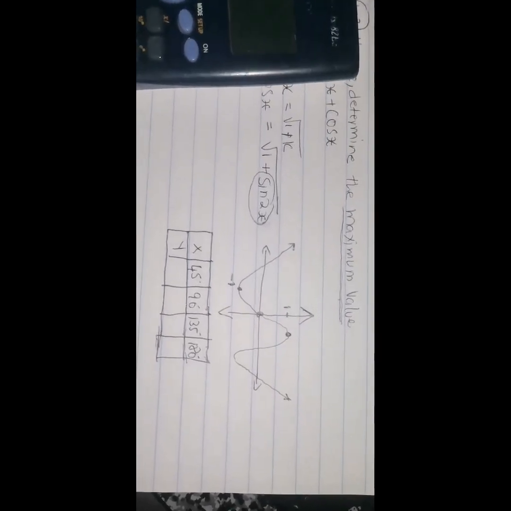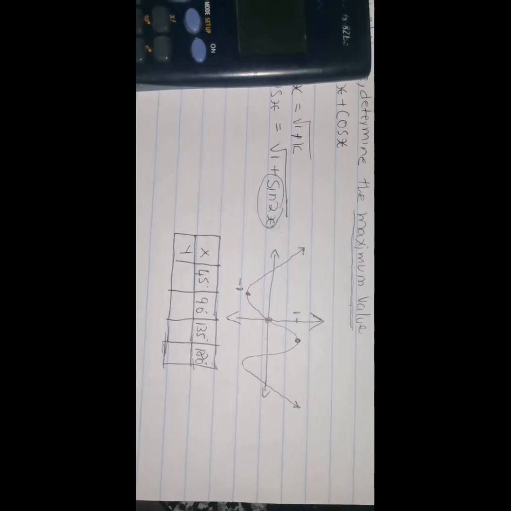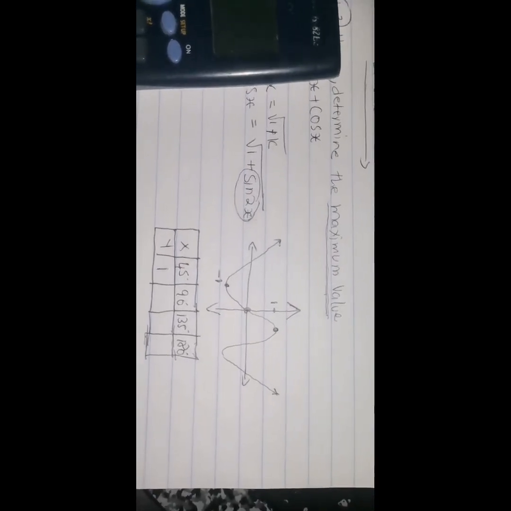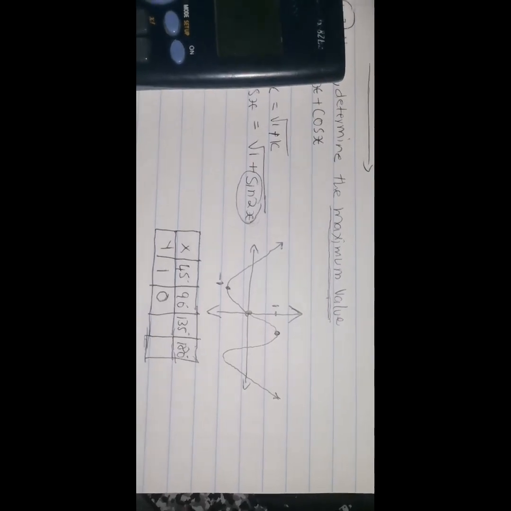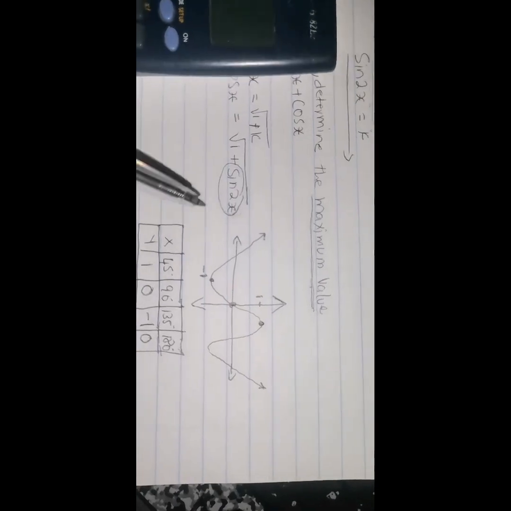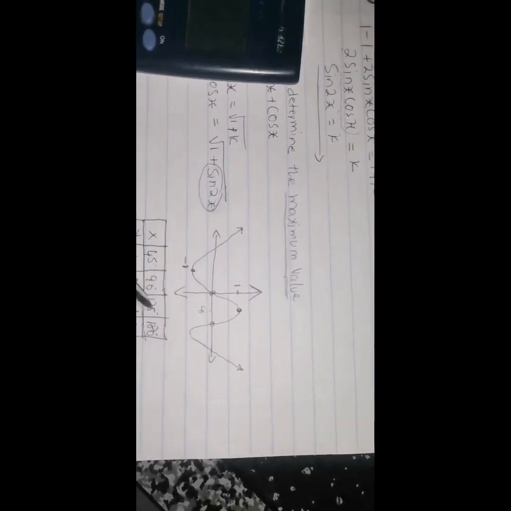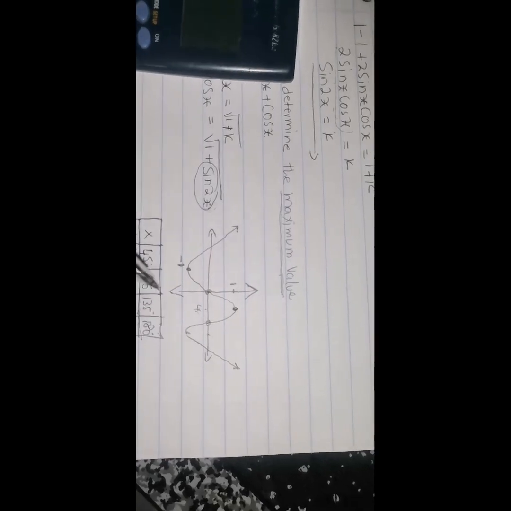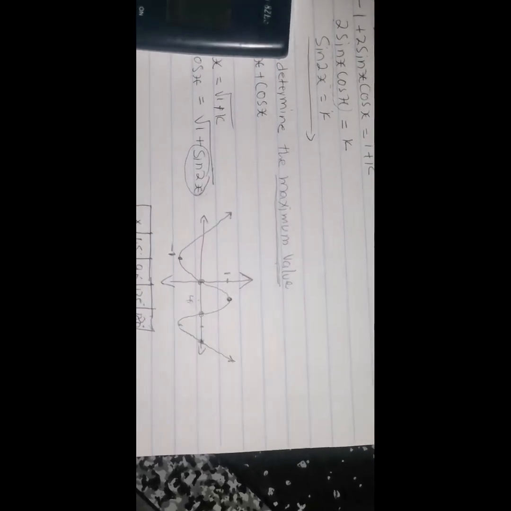Let's substitute 45. Sin 2 times 45 is 1. Then for 90, sin 2 times 90 is 0. For 135, we have -1. Then for 180, obviously we have 0. Then where is our 45? Here's our 45. Where is our 90? Here is our 90, it is 0. Where is our 135? Here's our 135, it is -1. Where is our 180? Here is our 180, it is 0.